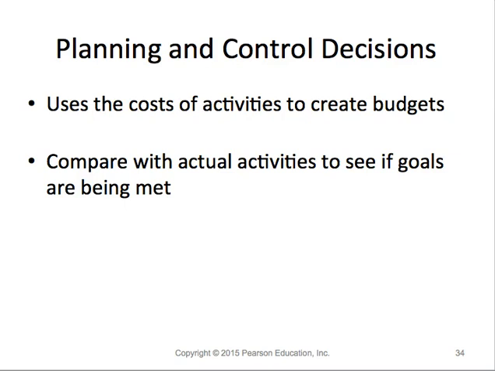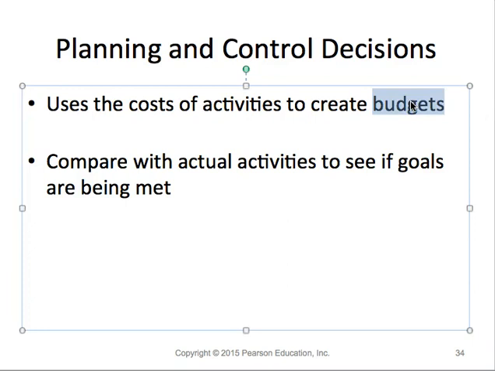So for planning and control, we use the cost of activities to create budgets. Budgeting in a company is very important. Budgeting is to plan how much we are going to invest, how much money we are going to put aside so that we can manufacture certain products. So we do not want to go over budget.